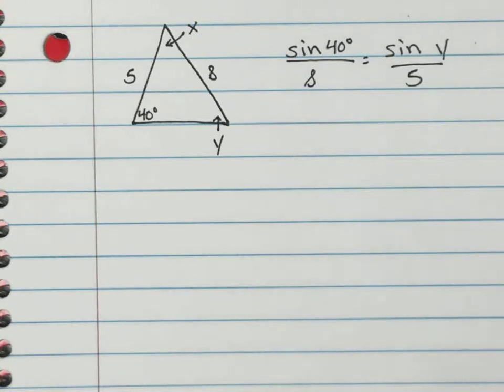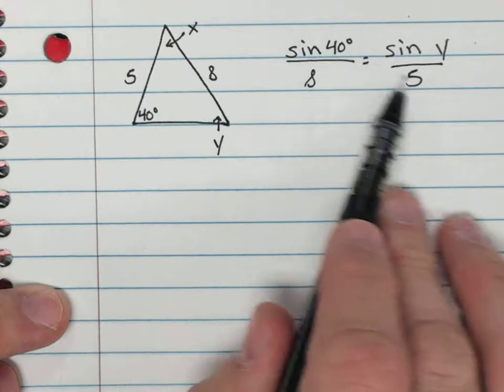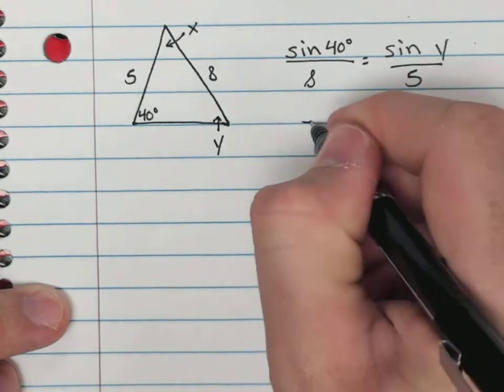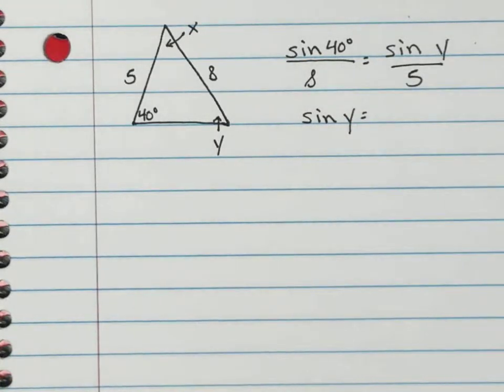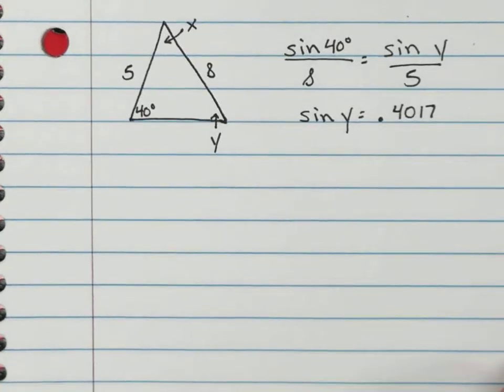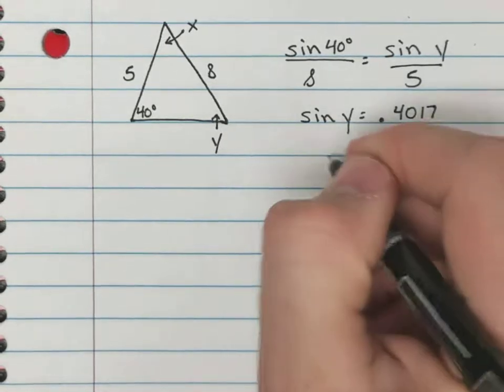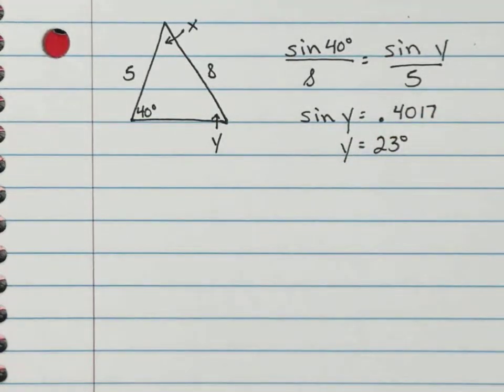So we can use this information to actually find out the missing pieces. From the law of sines, we multiply these two, divide by 8, and that tells us what the sine of y is equal to. Again, it's 5 times sine of 40 divided by 8. 0.4017, and then we do inverse sine of that answer, and that gives me that y is about a 23-degree angle, or actually it's 23.6, so it's closer to a 24-degree angle.